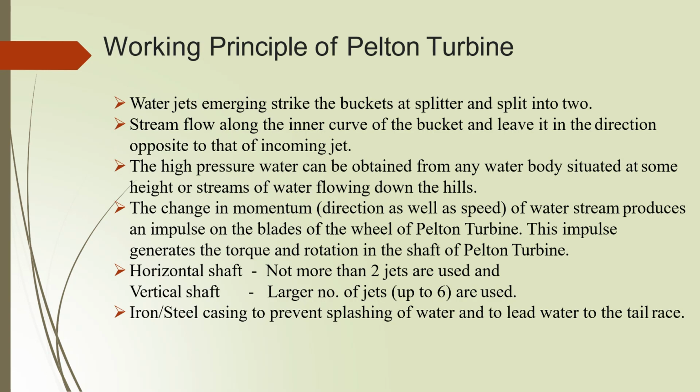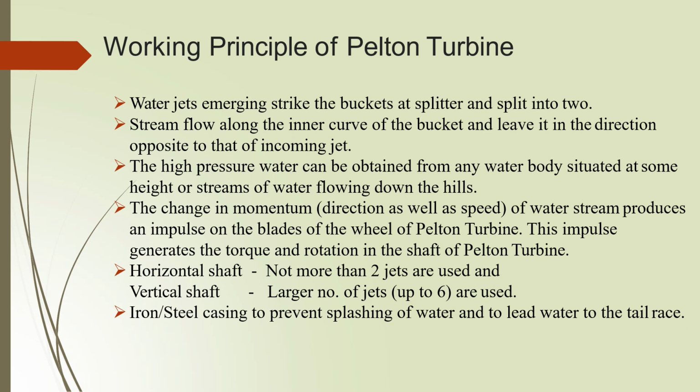How does this Pelton turbine work? The water jets emerging strike the buckets at the splitter and split into two. The streams flow along the inner curve of the bucket and leave it in the direction opposite to that of the incoming jet. The high pressure water can be obtained from any water body situated at some height or streams of water flowing down the hills.